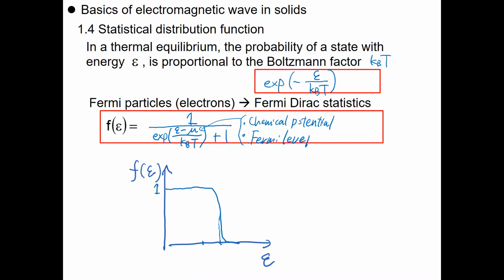Initially, for energy smaller than mu, it's almost close to 1, meaning that most of the states below mu are occupied by electrons. It changes suddenly around the mu position, and once the energy is larger than mu, it approaches 0. So this is the distribution function of electrons.